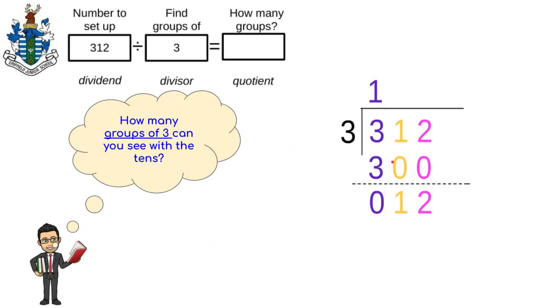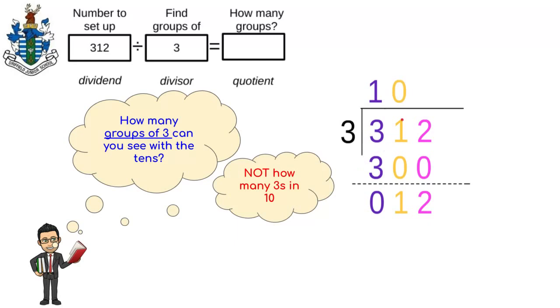We're looking in the tens. In the tens, how many groups of 3 tens are there? We're not saying how many 3s are there in 10. We're saying how many groups of 3 tens are there. We've only got 1 ten, so there are no groups of 3 tens. So we put a 0 at the top, and we've still got our 12 here. We can't do anything with that yet.